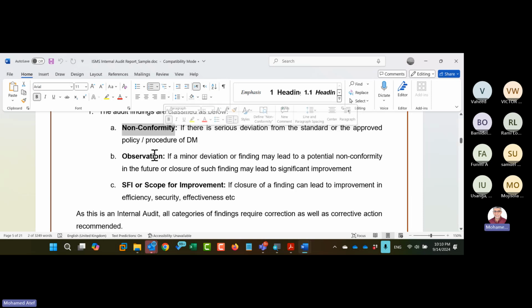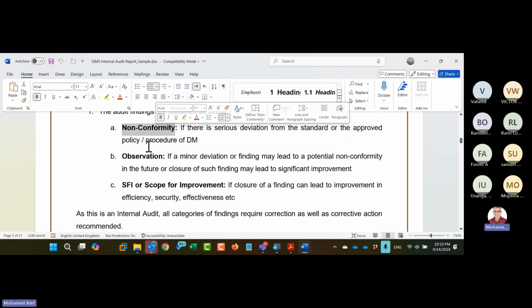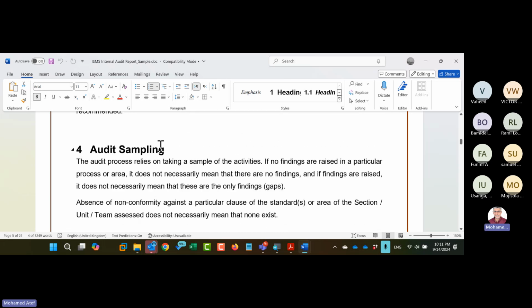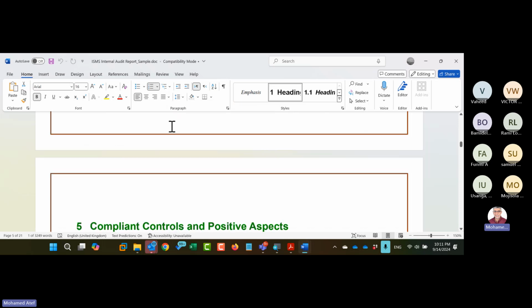And any observation that was found this year, if it is still not closed next year, will be escalated in my next report to a non-conformity. So the observation will become a non-conformity next year if it didn't get solved. While the scope of improvement, no, because this is like guidelines, so you don't upgrade or escalate that. Okay.